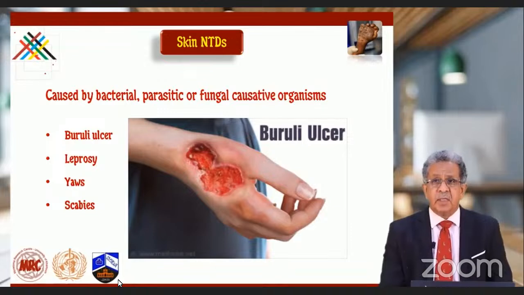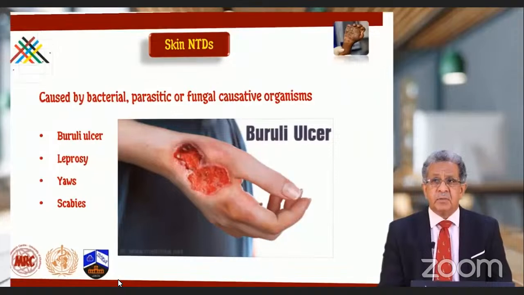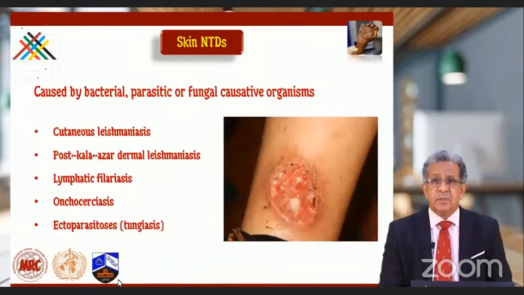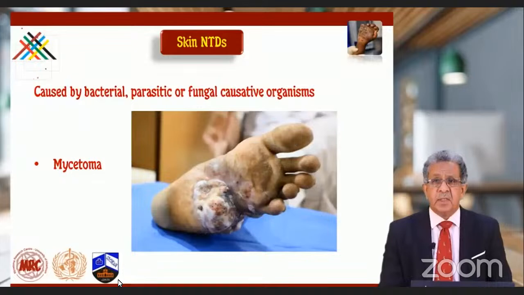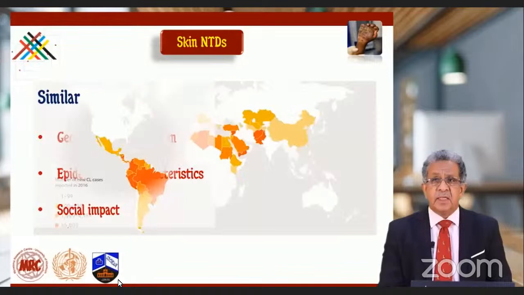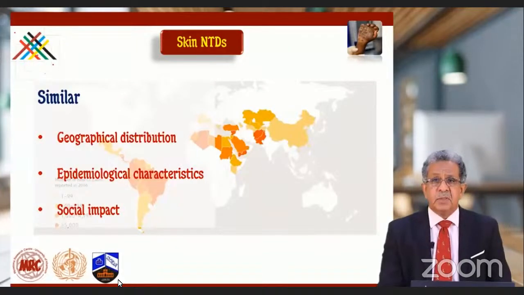Ladies and gentlemen, skin entities are caused by a variety of bacterial, parasitic, or fungal causative organisms. The bacterial causes can cause Buruli ulcer, leprosy, yaws, and scabies. The parasitic causative organisms can induce cutaneous leishmaniasis, post-kala-azar dermal leishmaniasis, lymphatic filariasis, onchocerciasis, and ectoparasitosis. For the fungal causative organisms that can cause skin entities, the famous example is mycetoma and the other deep mycosis.